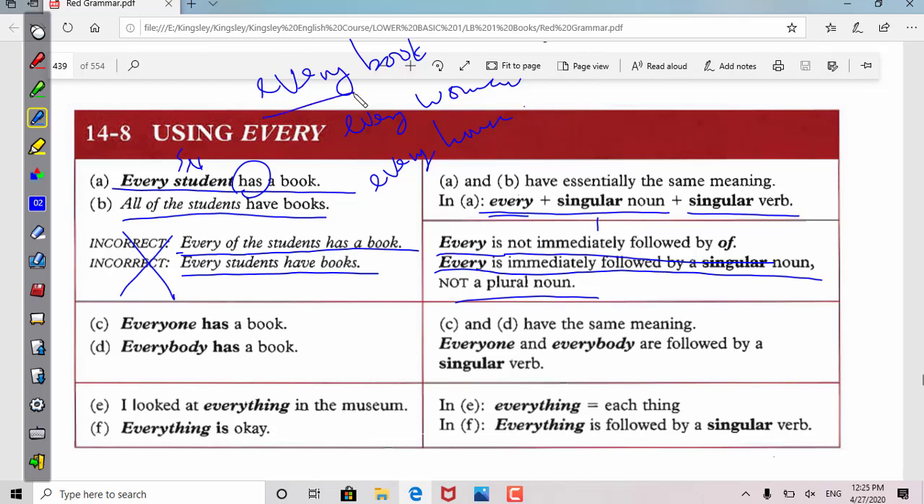And this one, for example, number E, I look at everything in the museum. Everything, it means each thing, setiap hal, alright. When you talk about everything, it means all the things, yes, because everything is every single thing. Alright? Next, everything is followed by a singular verb. Everything, everyone, and everybody itu selalu diikuti dengan kata kerja tunggal. Kemudian, kalau every selalu diikuti dengan kata benda tunggal. This is something that you have to remember.